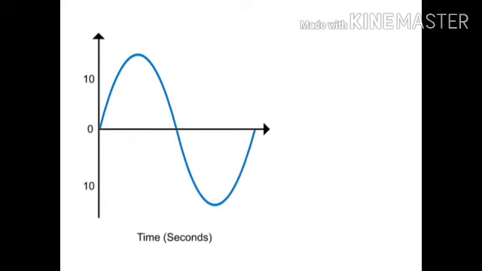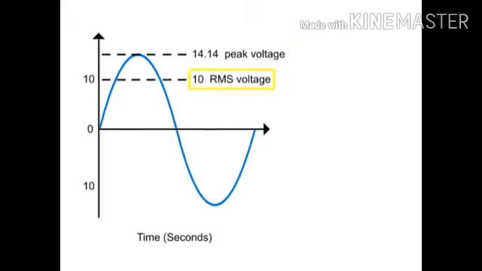When the power in the DC matches the power you produce in the AC, a voltage of 14.14 volts at its peak is as effective in producing the same power as 10 volts in a DC circuit. Therefore, we can define the AC peak value as 1.414 times 10 volts or 10 RMS, which equals 14.14 volts.